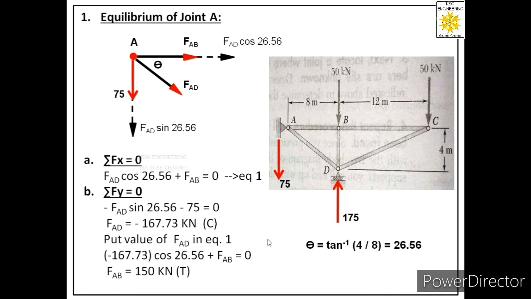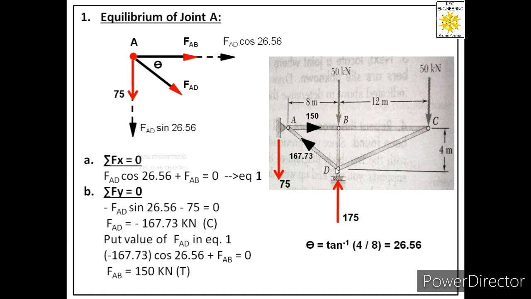From these two equations we have concluded that in member AB the force is tensile in nature, it is acting away from the joint and its magnitude is 150. And in member AD, we have a compressive force. It is acting towards the joint and its magnitude is 167.73. So we have solved joint A and we have solved two forces. One is in member AB and one is in member AD.